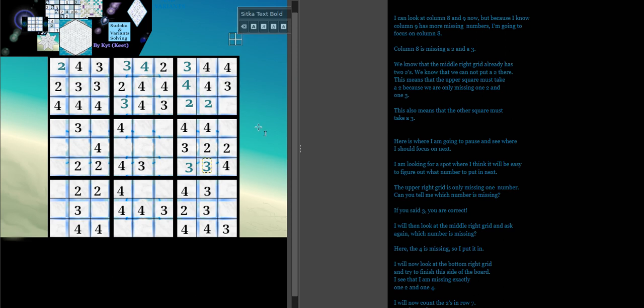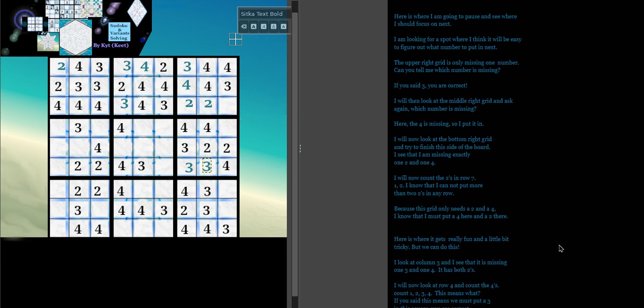Here's where I'm going to pause and see where I should focus on next. I'm looking for a spot where I think it will be easy to figure out what number to put in next. The upper right grid is only missing one number. Can you tell me which number is missing? If you said 3, you are correct. I will then look at the middle right grid and ask again which number is missing. Here, the 4 is missing, so I put it in.